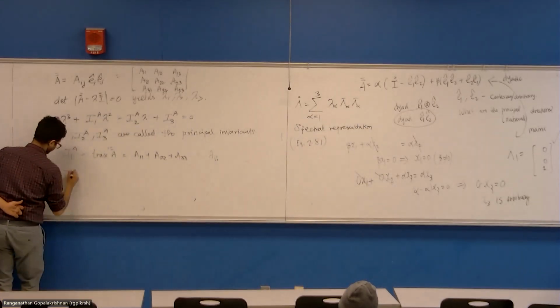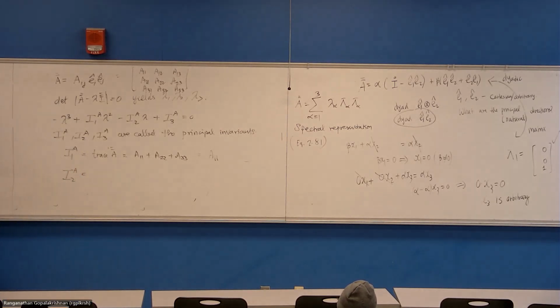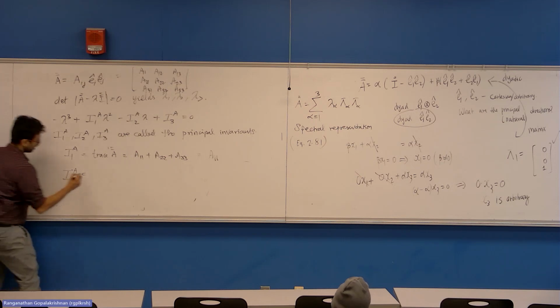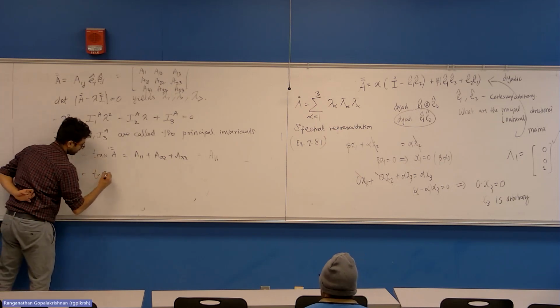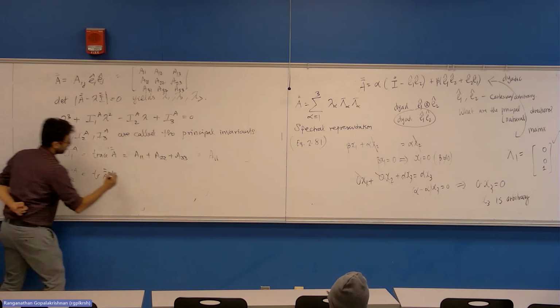I2A is equal to the trace of A inverse minus the determinant of A.